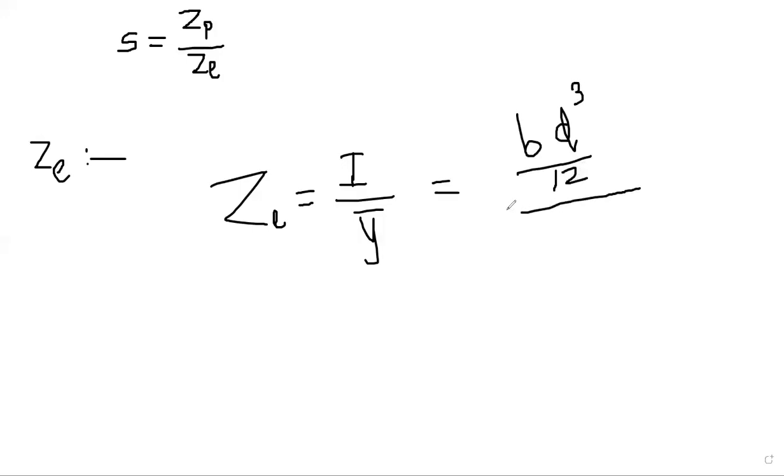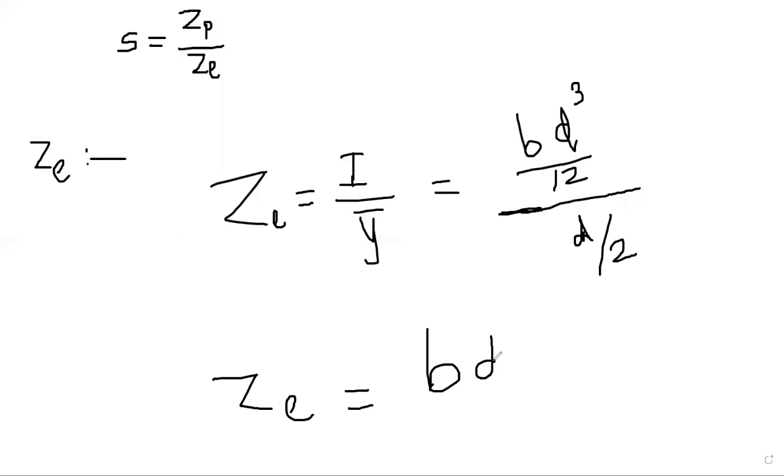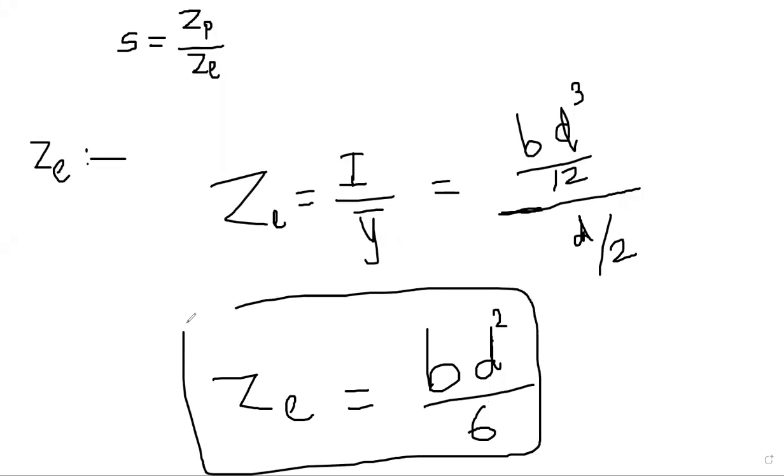Y bar is D by 2. Right, exactly correct. So ZE is equal to, after simplification, BD square by 6. So this is the elastic section modulus, BD square by 6 for rectangle section.